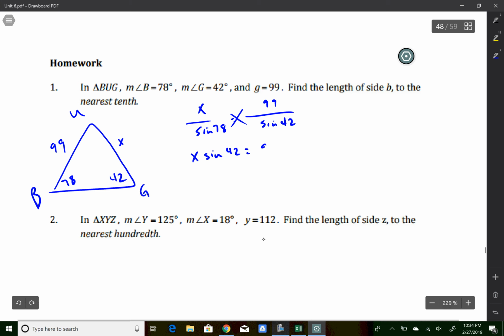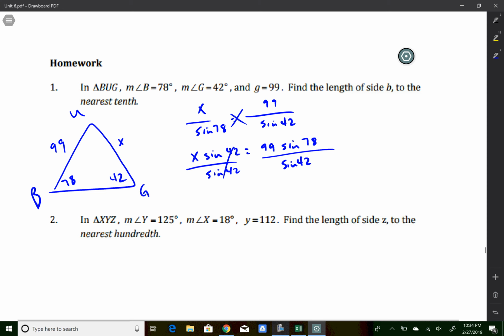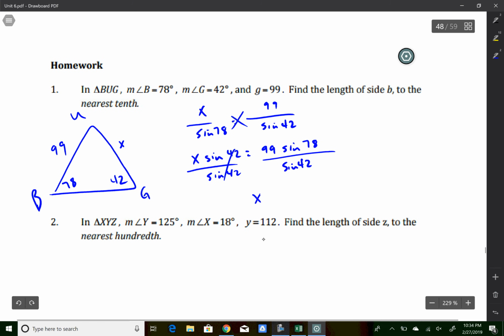So again, we want to use the law of sines when we have to use the law of sines. This is an example when we have to use it. There's no right angle here. I can't do anything else, right? If I see right angles, I want you to use SOHCAHTOA. So we have 99 sine 78 divided by the sine of 42, whatever that comes out to be. So we see side B is 144.7.